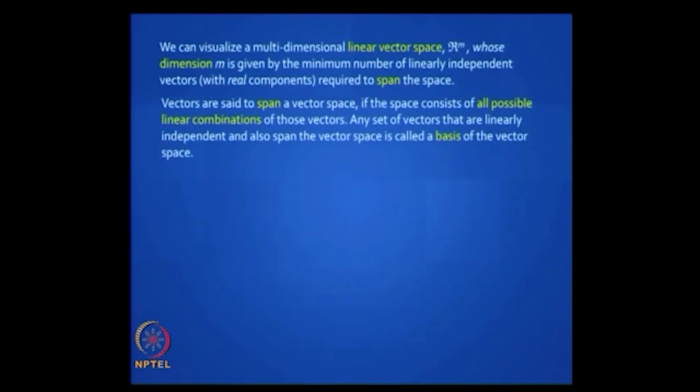So these are not just mathematical terms, they have wide applications. Vectors are said to span a vector space if the space consists of all possible linear combinations of those vectors. So you should be able to capture any vector in that space with the help of your linearly independent vectors, and any set of vectors that are linearly independent and also span the vector space is called a basis of the vector space. What is the simplest basis that we use in physics, for example?